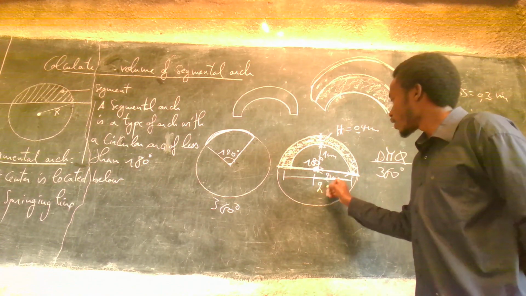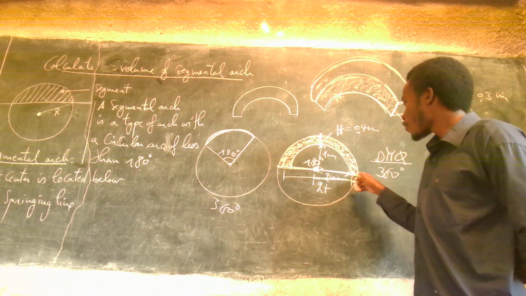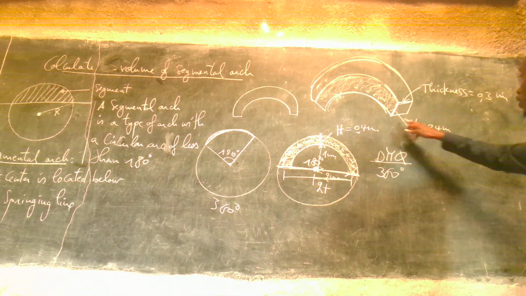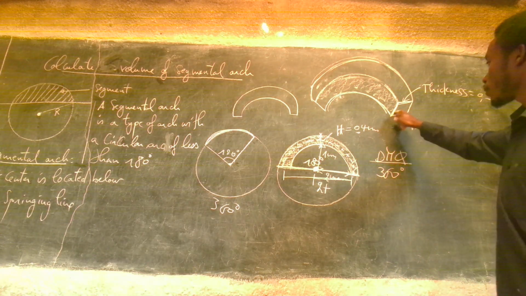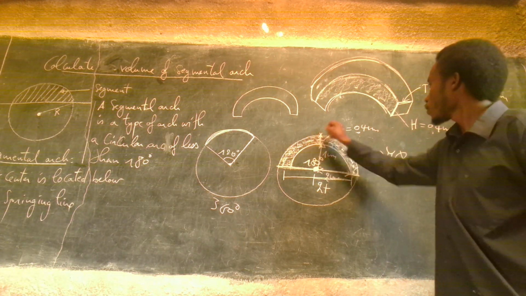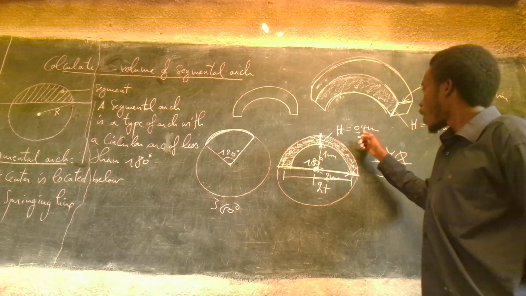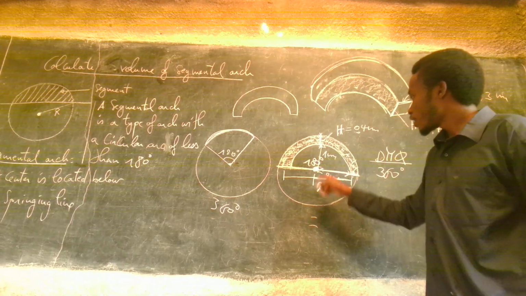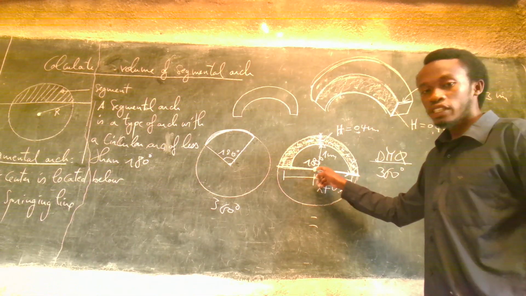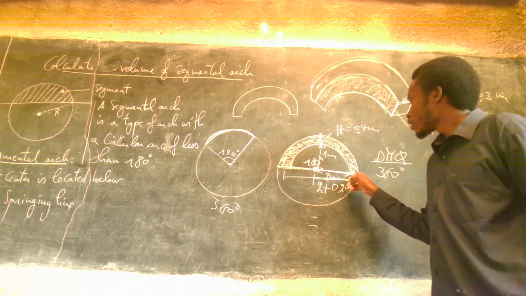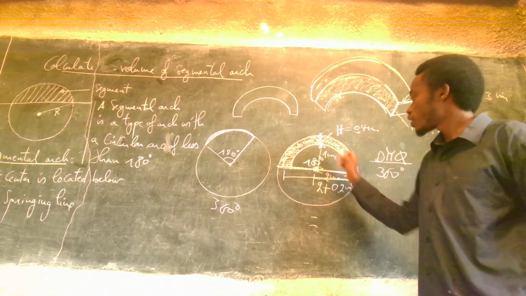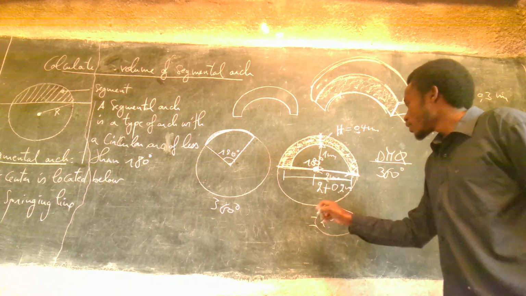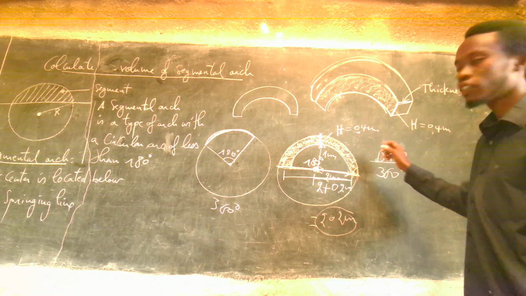So the radius here will be 2 meters plus a half of the thickness of the arch. The thickness is equal to the height, 0.4 meter. A half of it is equal to 0.2 meter. So the radius from the center of the circle to the center line in this arch is equal to 2.2 meters. This is the radius we're going to use in this formula.